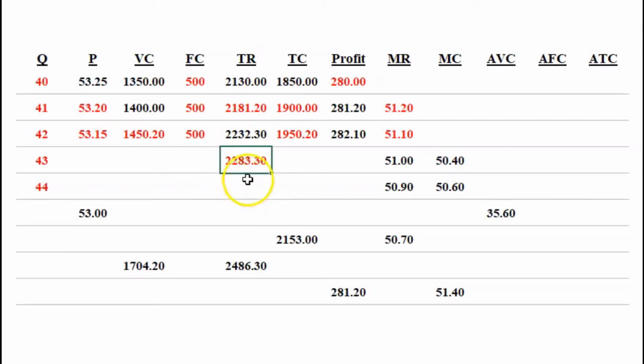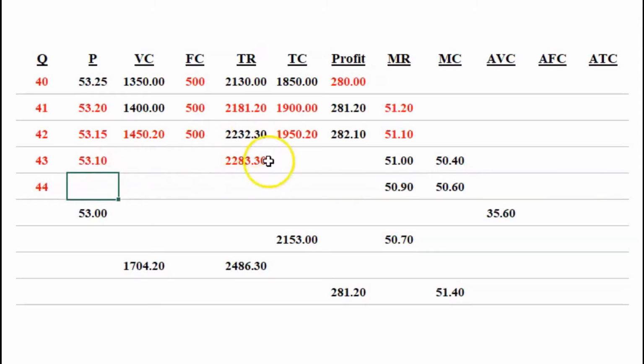Actually, I may need it later, so let me go ahead and calculate the price. In order to find the price, remember, we have to divide total revenue by quantity. Quantity is 43, so 2283.30 divided by 43 gives us a price of 53.10. So we're going to put 53.10.